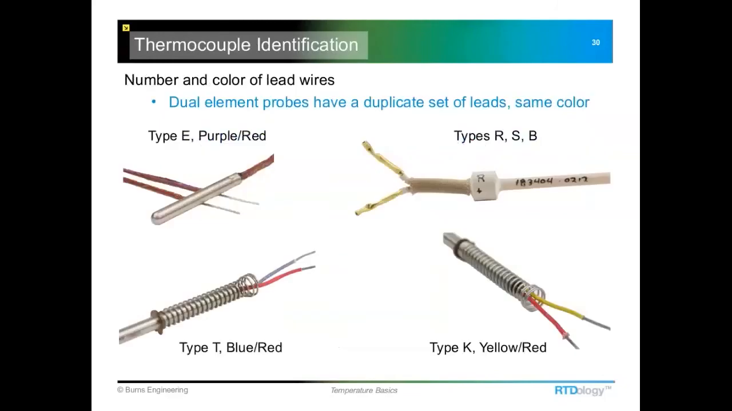Thermocouples. One of the easiest ways, if the lead wires have the color code on them, that's the easiest way to tell. Some of these, like this one here, there's just a purple stripe on one of the wires, and that would indicate that it's a type E. The type T are going to be blue and red, and the type K is going to be yellow and red, and the type J, which I don't show here, is going to be one lead white and the other red.